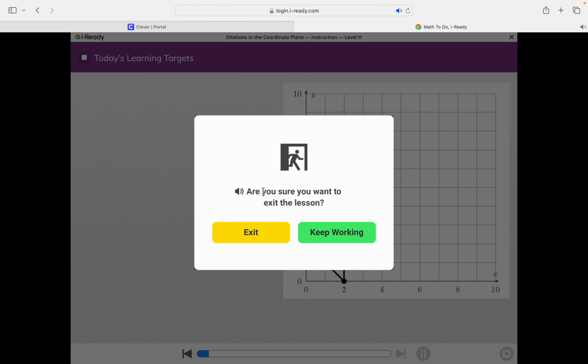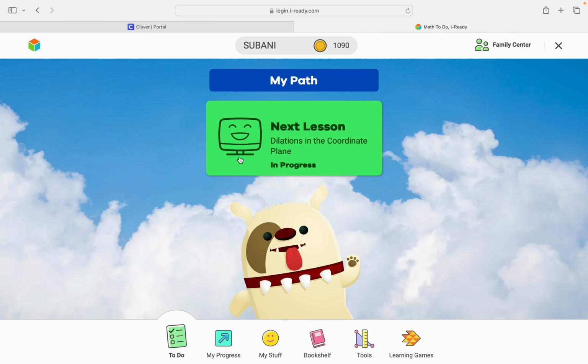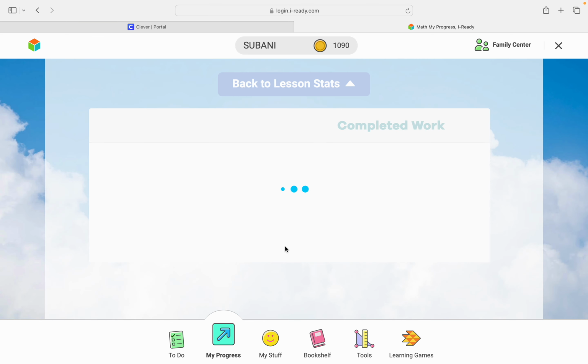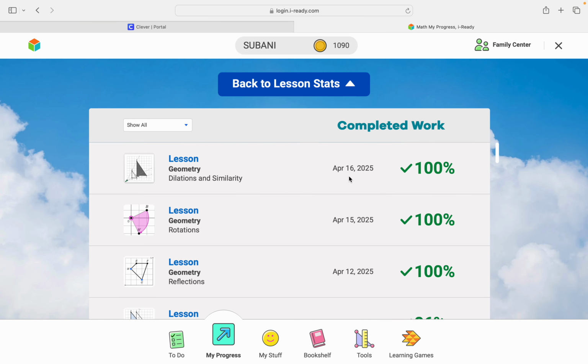Are you sure you want to exit the lesson? Resume lesson. Let's go to My progress. Our progress, we already did 347. Complete. And we're doing 340. Yesterday we did dilation and similarity. Math lesson. Now stats. Today, to do.